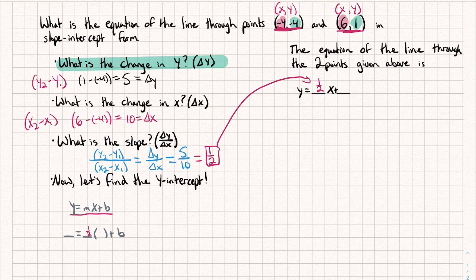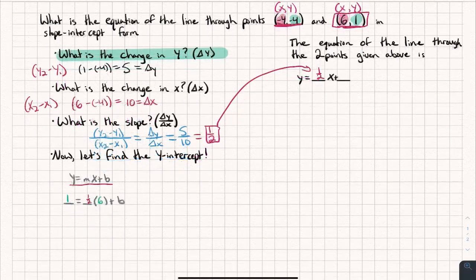So I'm going to pick one of them, and I think that 1's a pretty easy number. So I'm going to pick this one right here because it looks the easiest, and I'm going to plug in the values. I'm going to put 1 in for y, and I'm going to put 6 in for x. So I'm going to rewrite my equation now: 1 equals 1/2 times 6 plus b.